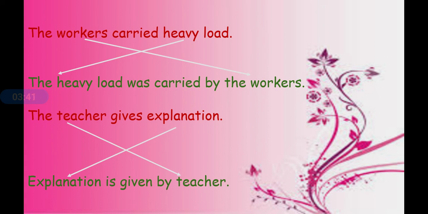The teacher gives explanation. Here, the teacher is the subject and explanation is the object. This sentence is there in active voice because the person who is performing the action, that is, the teacher, is given more importance here. Whereas in the second sentence, explanation is given more importance. Explanation is given by teacher. So object in the active voice became subject in the passive voice and the subject became object.